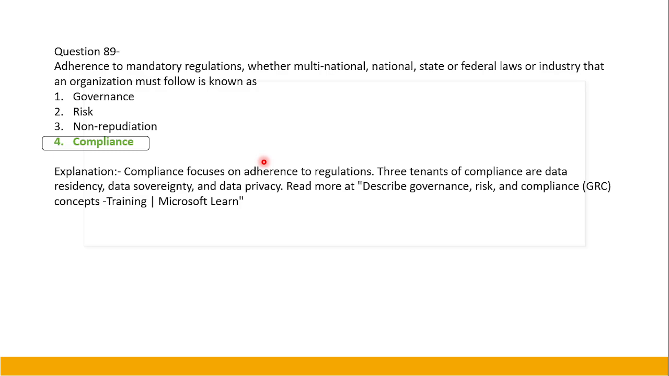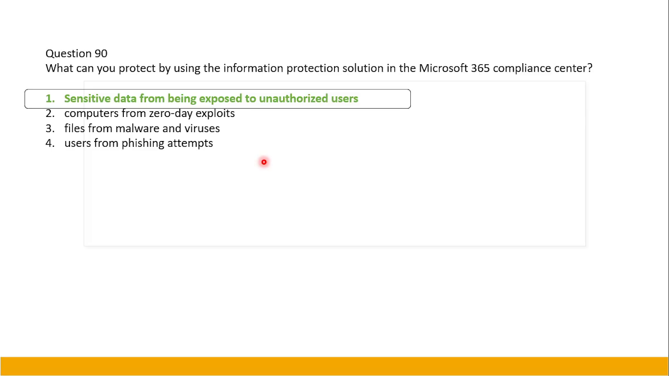Question 89. Adherence to mandatory regulations, whether multinational, national, state, or federal law, or the industry that an organization must follow, is known as what? The correct option is compliance, because compliance focuses on adherence to the regulations. Question 90. What can you protect by using the information protection solution in the Microsoft 365 Compliance Center? The correct option is sensitive data from being exposed to unauthorized users.